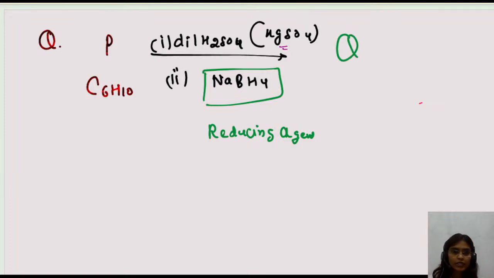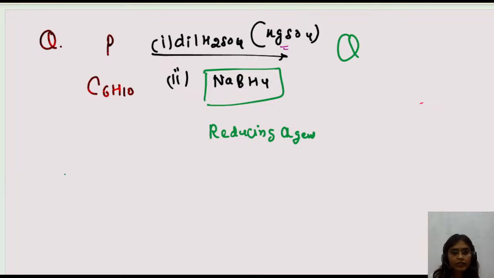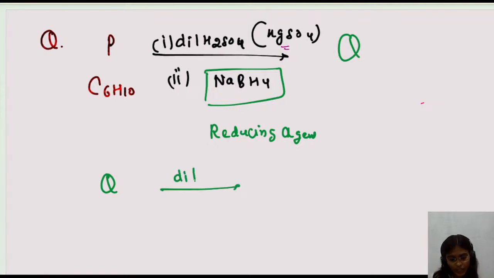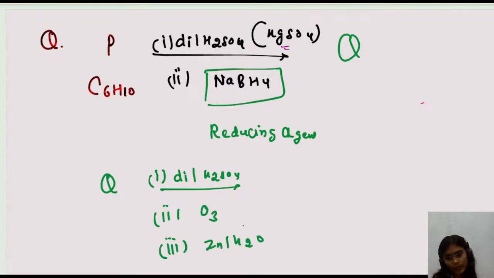Next point, this is some Q, and in this Q we are using diluted H2SO4 again. Don't worry, I will give you the options as well. Second, we are using ozone. Third, we are using Zn and water. I hope you're getting that. What is the meaning of this? It's representing reductive ozonolysis. So at the end we end with this product.